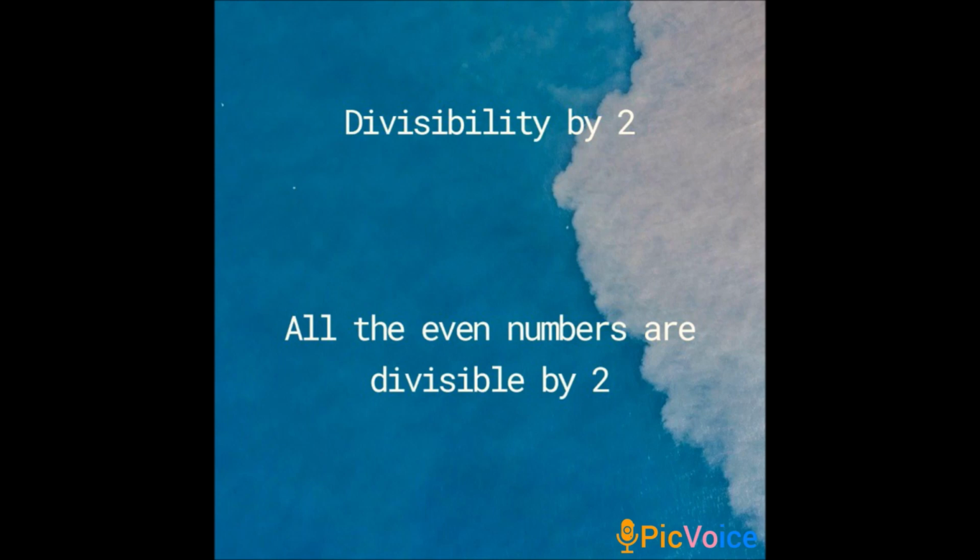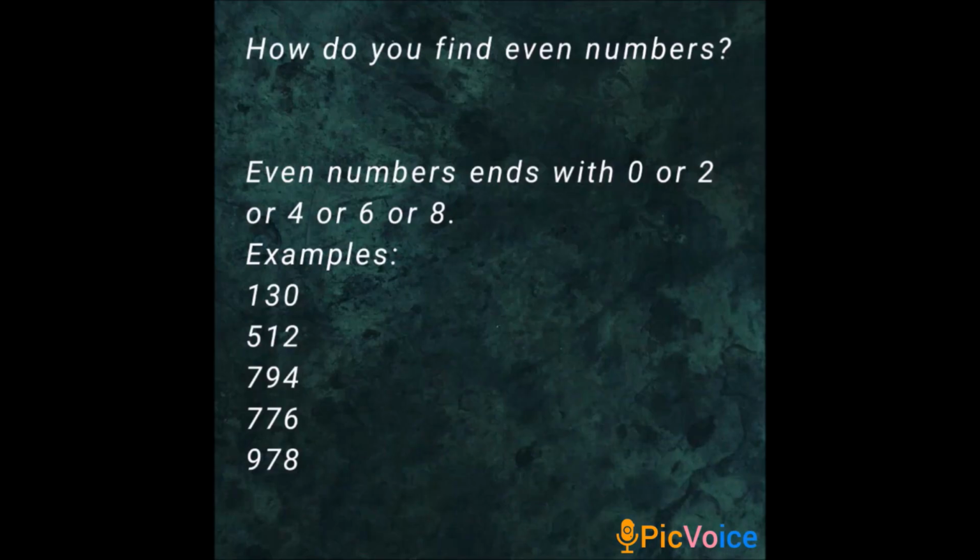Okay. Now if a number is given to you, you have to say whether it is divisible by 2 or not. How do you say? You have to check whether it is even or not. If it is even, you have to say it is divisible by 2. Otherwise, you have to say it is not divisible by 2. Thus, it is very clear all the even numbers are divisible by 2.